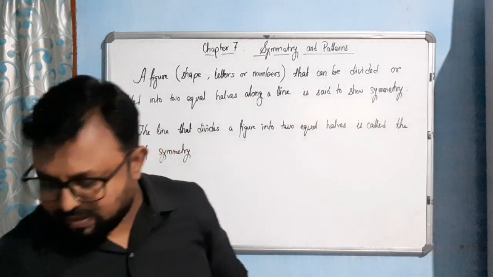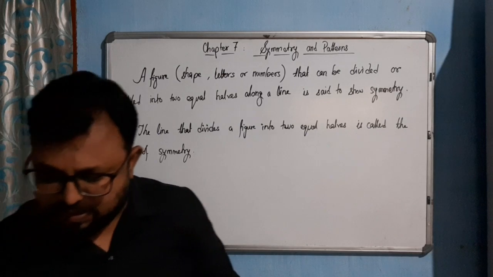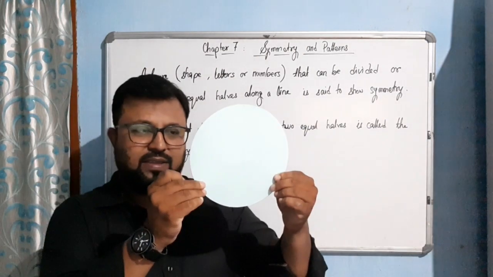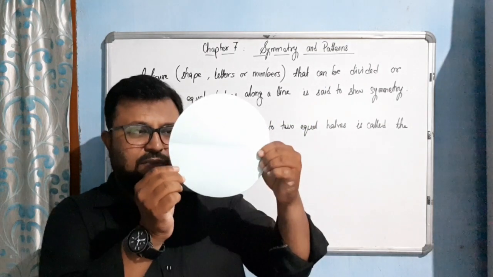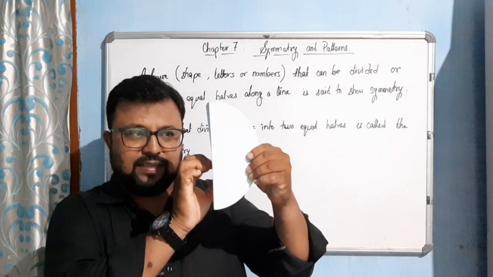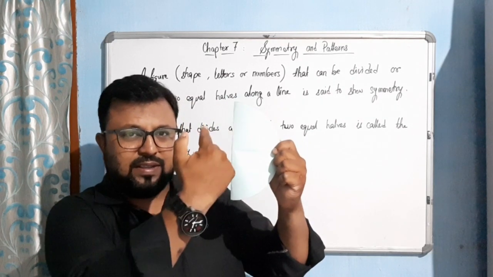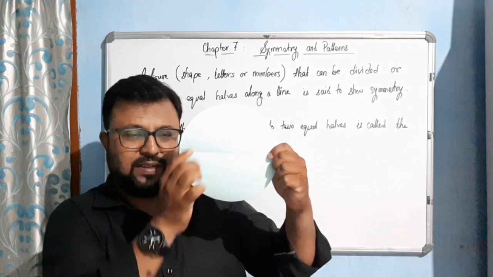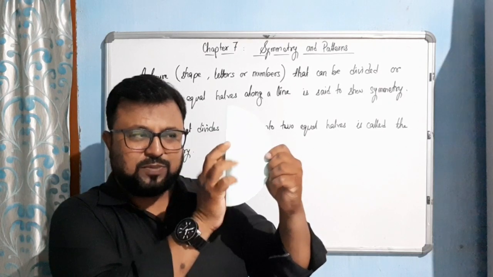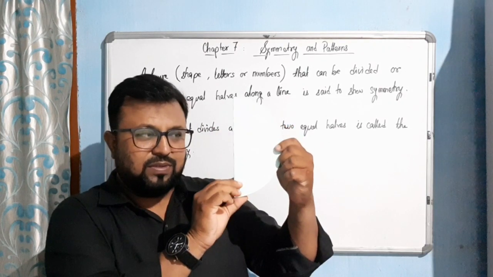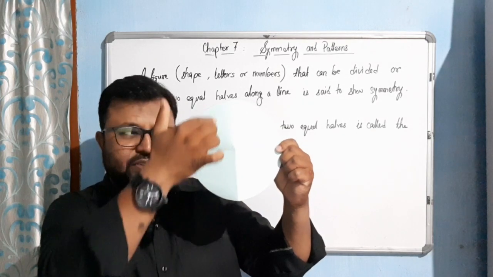Let me show you an example. Let's take an example of this one. This is our circle, okay? You can see this circle. Now if I fold it like this, then one part of the circle, this half part, is identical to this part, because whenever I fold this one, it hides behind this part. So this is what we call a symmetrical half, and this part is also known as a symmetrical half.